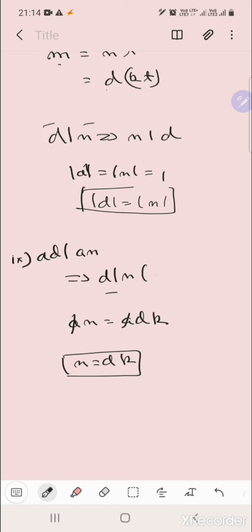It is mandatory to write that a is not equal to 0, because if a equals 0, then you will get an indeterminate form. Clear?